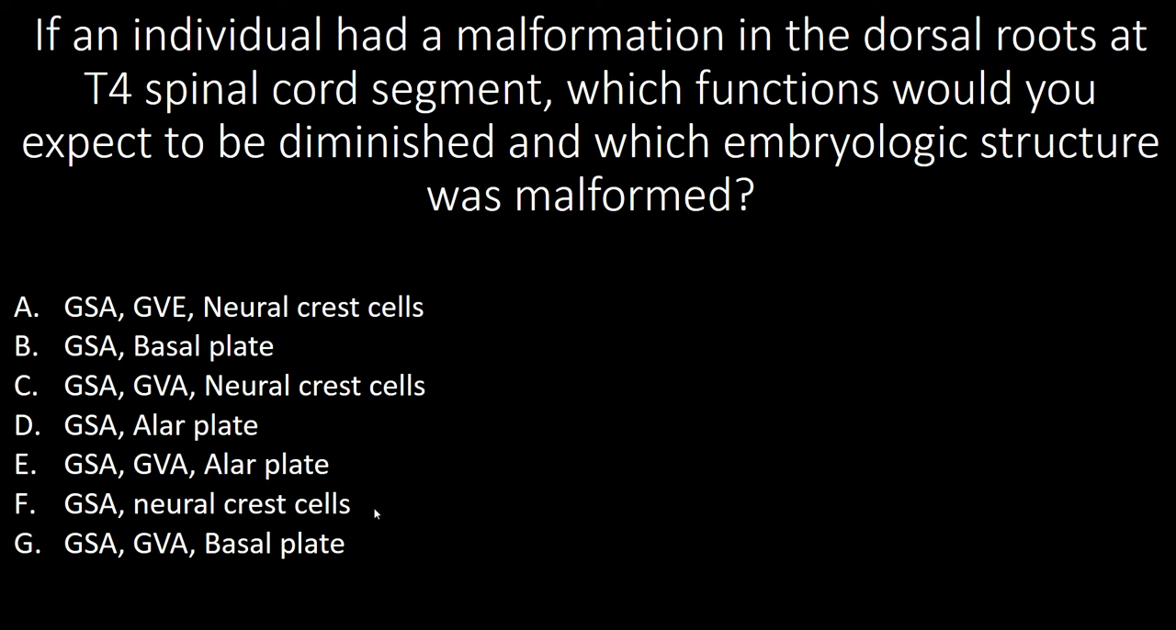This one has neural crest cells in it and GSA, but the GVA is also going to be included in dorsal roots, so that one's not correct. But that would be the other one that might be a really good distractor, and I would certainly never give you a question this detailed on an exam, having to differentiate whether you should include GVA.